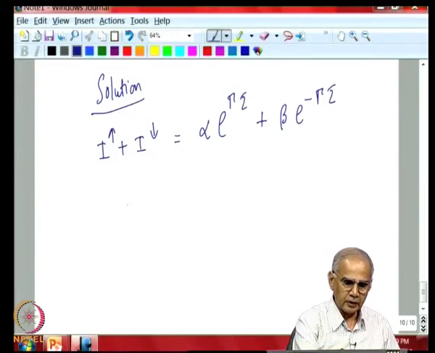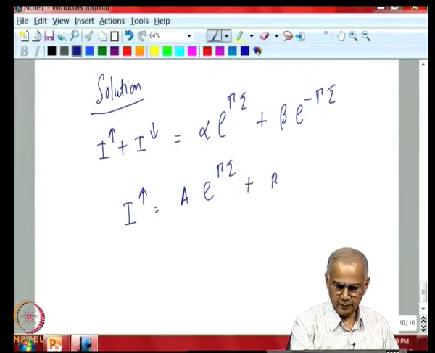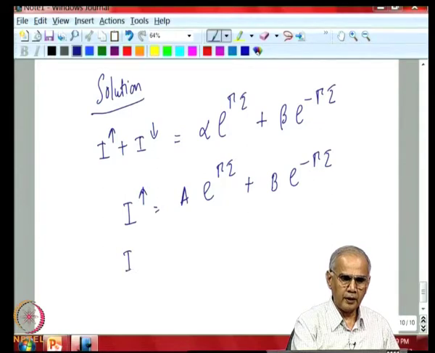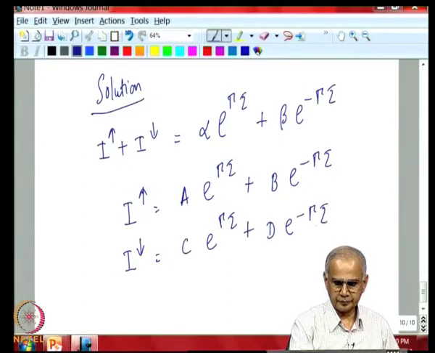So, in general you can write I up is equal to a e to the power of gamma tau plus b e to the power of minus gamma tau, while I down can be written as c e to the power of gamma tau plus d e to the power of minus gamma tau.